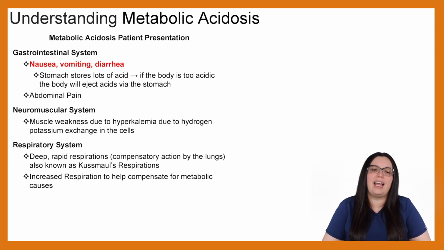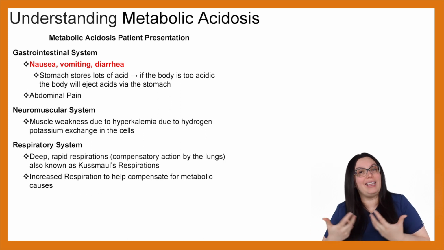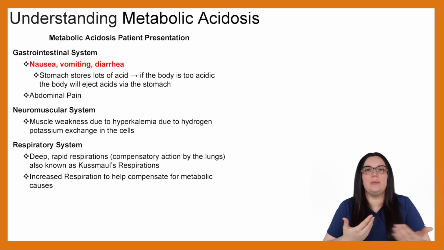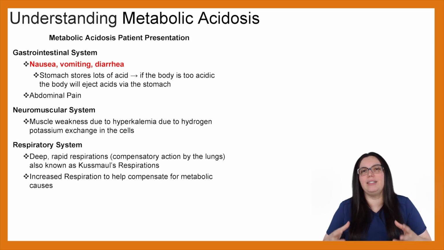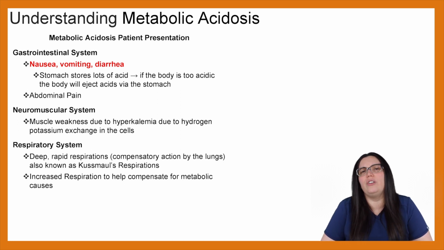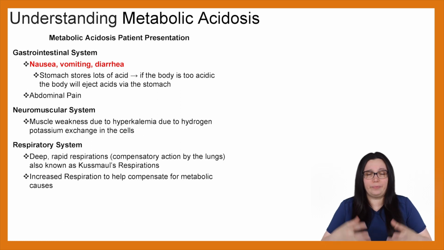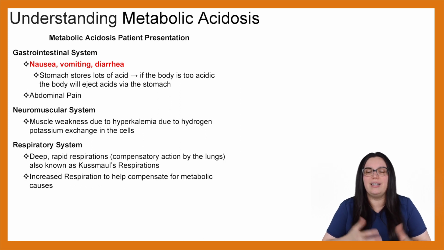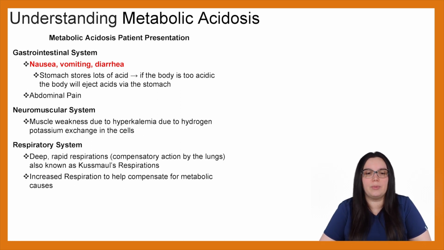Neuromuscular system-wise, we're going to have muscle weakness due to that hyperkalemia because the hydrogen ions are being exchanged for that potassium inside the cells. And respiratory system-wise, you're going to see deep, rapid respirations. It's a compensatory action of the lungs to try to help that metabolic imbalance within our acid-base system. It's also known as Kussmaul's respirations. So you're going to see that a lot, especially with our diabetic ketoacidosis patients. Depending on how severe that acidosis is, you will see these particular respirations.